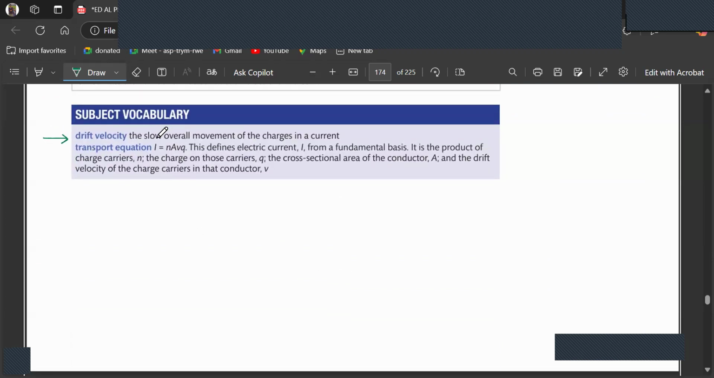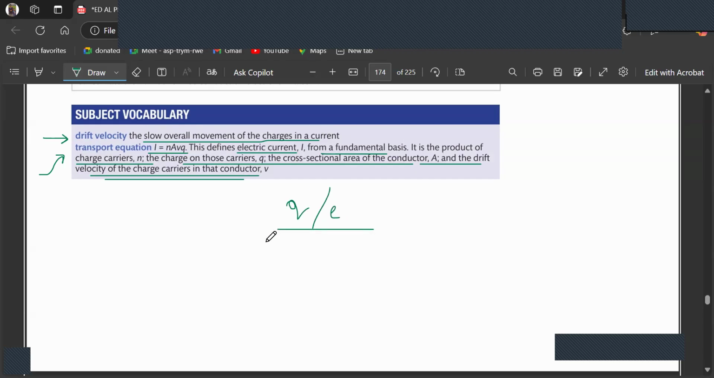Drift velocity is the slow overall movement of charges in a current. And what was the transport equation? I = nAvq, which defines the electric current on a fundamental basis. It is the product of the charge carrier number n, the charge q, the cross-sectional area of the conductor A, and the drift velocity v of the charge carriers in the body. Q and small e are the same thing. Remember that, don't get confused. And what is small q? It is also 1.6 × 10^-19. Both of these are symbols for this.